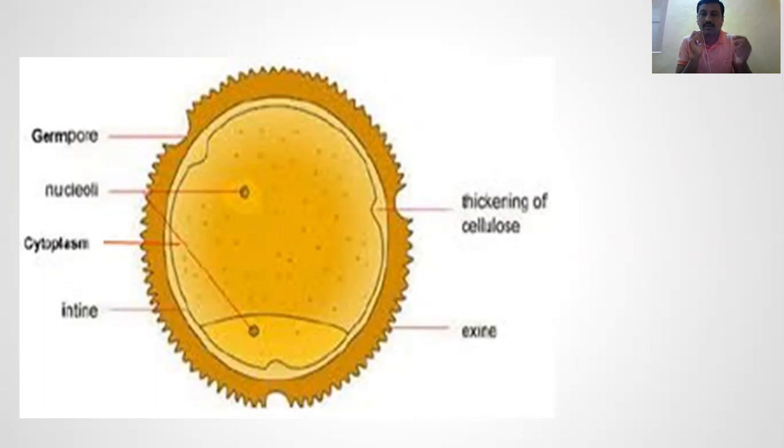पोलन ग्रेनला 2 प्रोटेक्टिंग कव्हरिंग लेयर्स आहेत. त्यांना आपण काय म्हणलेलं आहे? स्पोरोडर्म. The outer layer is called the exine, like this, and the inner layer is called the intine. The sporoderm is divided into two layers: outer exine and inner intine. Okay, now let us see the points.